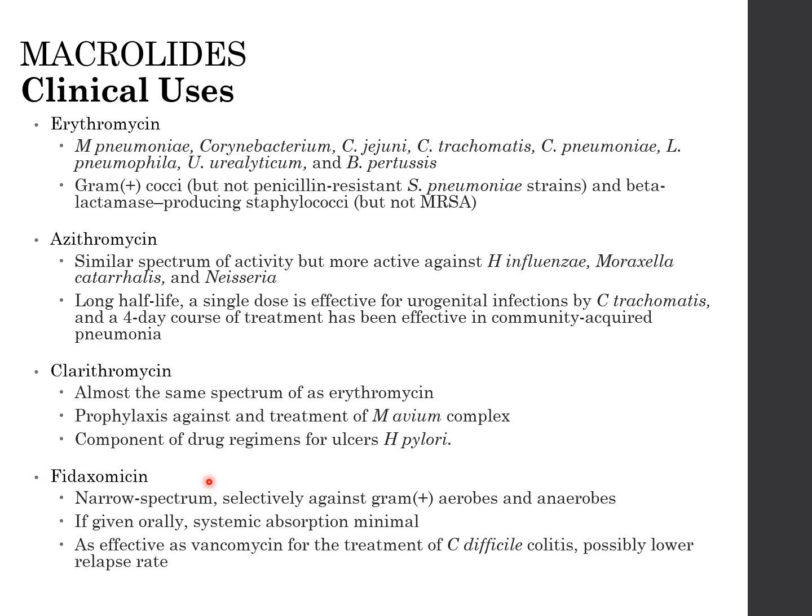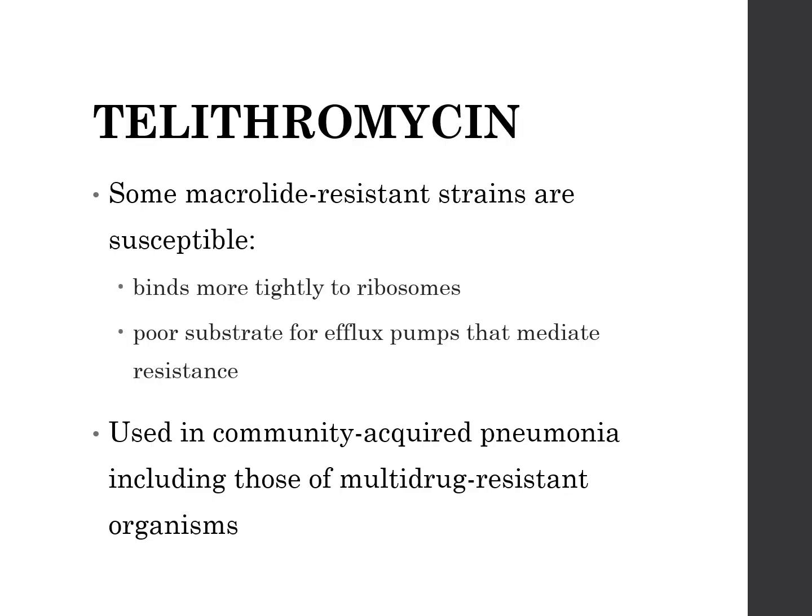Then we have a lesser known macrolide, fidaxomicin. It's a narrow spectrum, selectively good against gram-positive aerobes and anaerobes if given orally. The systemic absorption is minimal. It is as effective as vancomycin. It's a special drug, and that's why it's a narrow spectrum for the treatment of Clostridium difficile colitis, possibly with a noted lower relapse rate.